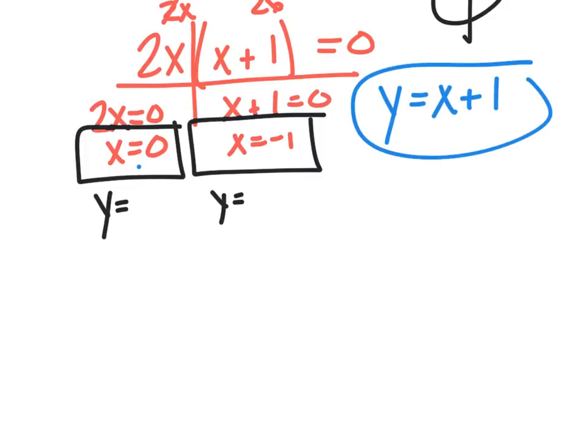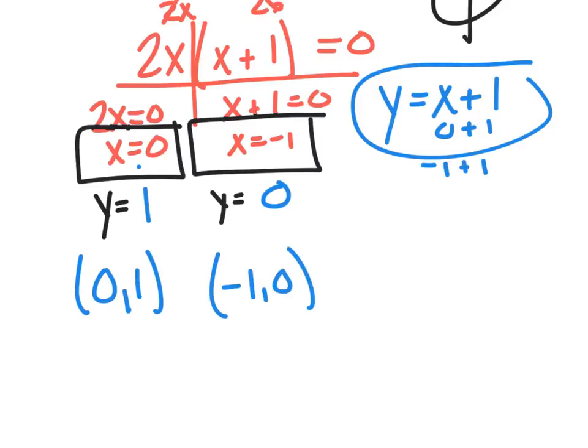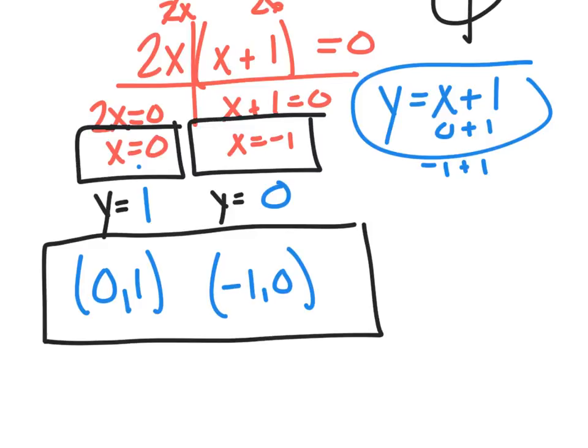And if x equals 0, 0 plus 1 is 1, y equals 1. So that point of intersection is 0, 1. And if x equals negative 1, negative 1 plus 1, y equals 0. So this point of intersection is negative 1, 0. So I can't stress enough, a solution are points of intersection. And in this case, because I got two x values, I know the circle and line are intersecting twice.